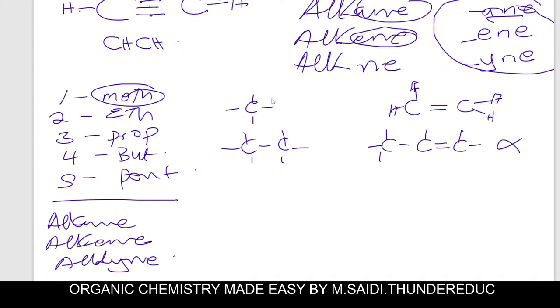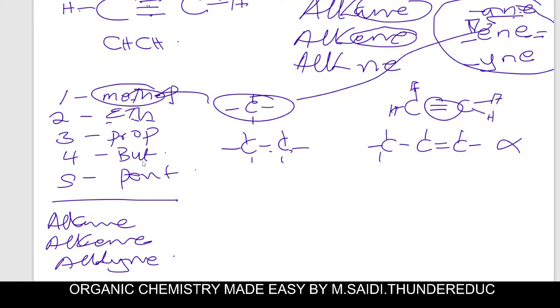So if it's 1, 1 means meth. But because it's a single bond, it goes to that, and then it becomes methane. 2 means eth, single bond, so it becomes ethane. What about a double bond? It is 2. Ethene. You see, it's a double bond because a double bond we said is double. And then 3 is propene. You understand? Yes. Propene.